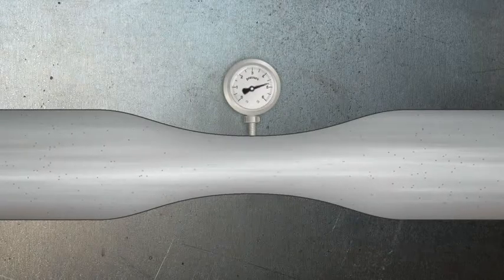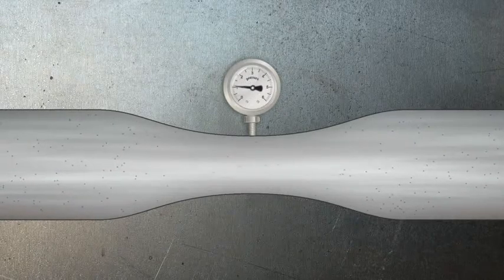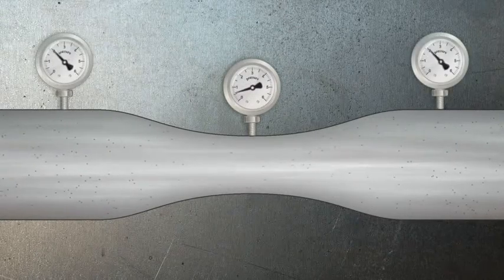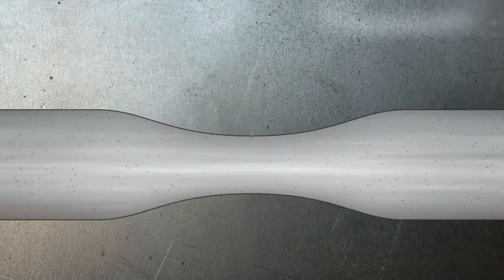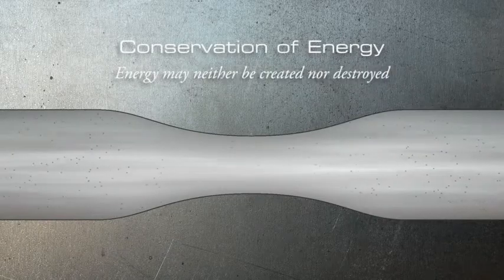As the pipe narrows, the speed of the flow goes up and the pressure goes down. When the pipe widens, the fluid flow slows down and the fluid pressure goes up. Bernoulli's principle is a consequence of the conservation of energy.